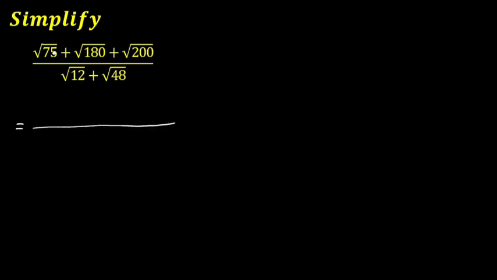Let's just bring it here. So 25 can go into 75 3 times. So if that's the case, we can write it as 25 multiplied by root 3. So that is 25 times 3, 75. We've got 180. 36 can go into 180 5 times, so we can have it as 36, the perfect square, times 5. Then into 200, 100 can go there twice. So 100, the perfect square, can go there 2 times.